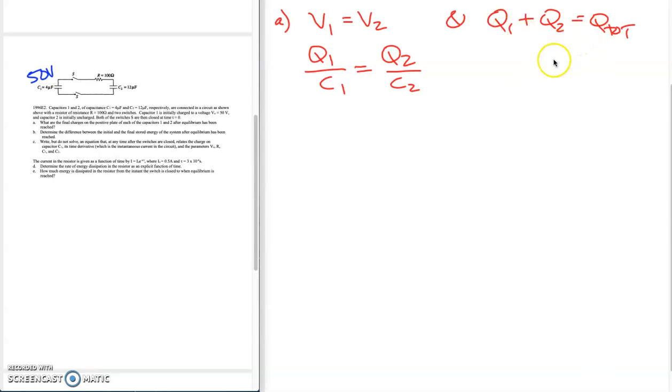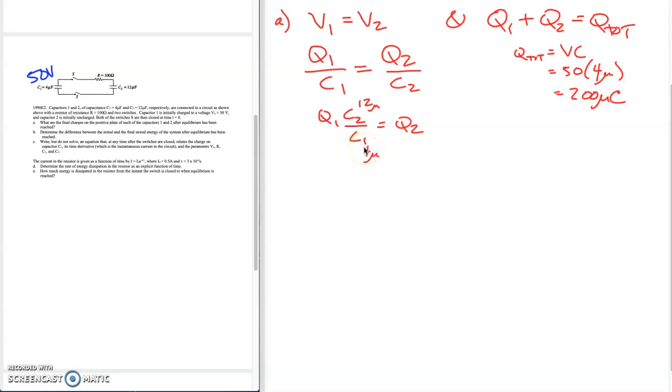Well, what's Q total to begin with? Well, Q total is measured from the 50 volts and the 4 microfarads. So Q total is VC, that's 50 volts times 4 microfarads, so that's going to be 200 microcoulombs. Coming back over here, Q1 times C2 over C1 equals Q2, and C2 is 12 micro, C1 is 4 micro. The micros are going to cancel out. 12 over 4 is 3, so 3Q1 equals Q2.